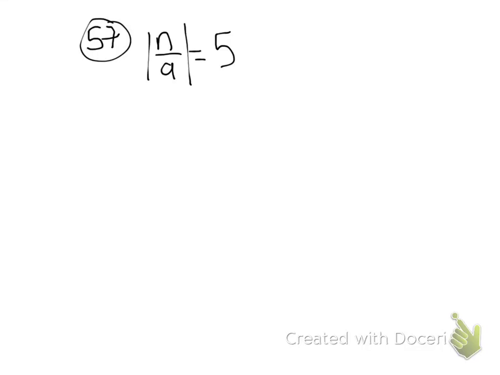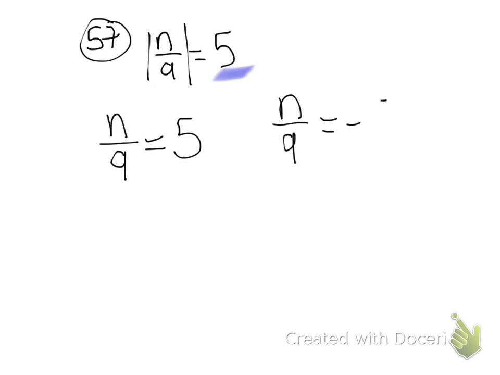All right, when we're working with absolute value and equations, we want to remember that anything inside this can be positive or negative, and it would still come out to be a positive 5. So n over 9 could equal 5, or n over 9 could equal negative 5. And when we plug that back into there, it will still come out to be a positive 5.